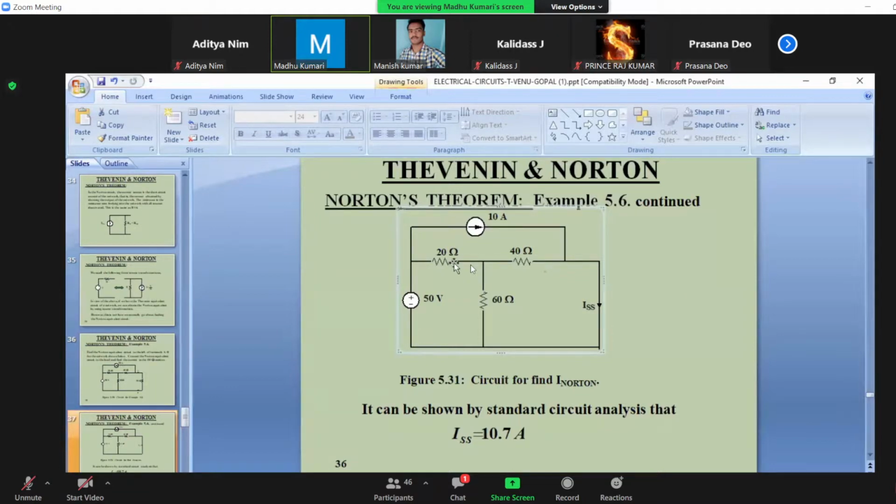Here, what is the current here? 20 ohm. Wait, 2.5. Yes. And that is divided here. When the current division rule is applied, if you find out I40, then you have to take 60 by 60 plus 40 into whatever the current is here, 2.5.